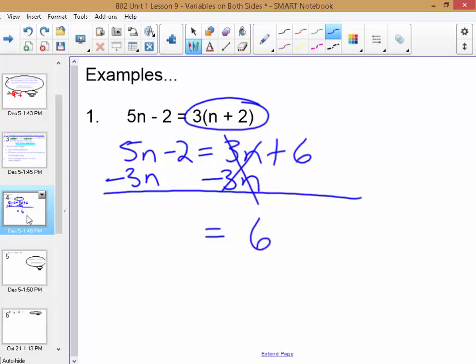The key to doing this right then is, since I subtracted 3n on the right, I have to do it on the left as well. And I say, well, 5n take away 3n, that's 2n. So I have 2n minus 2. Remember, that's just combining like terms. If I had 5 apples and I took 3 apples away, I'd still have 2 apples.